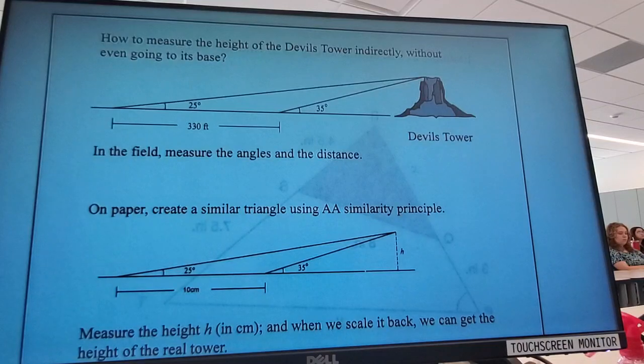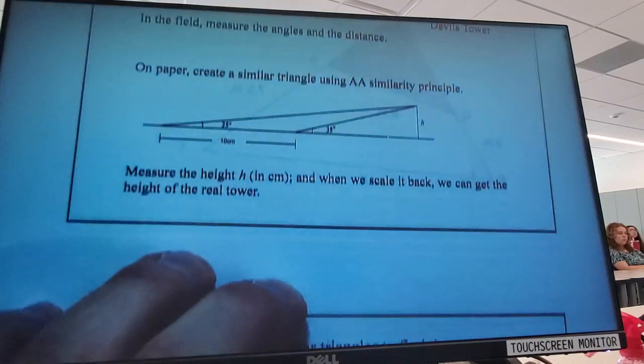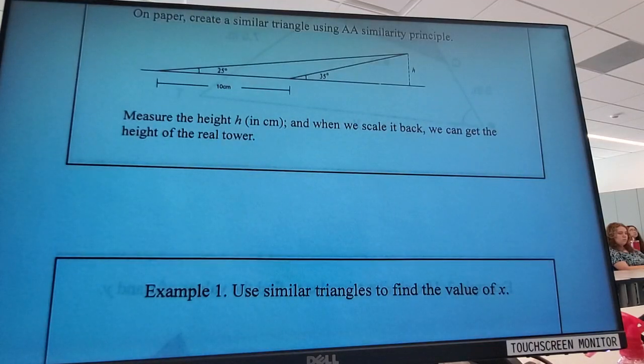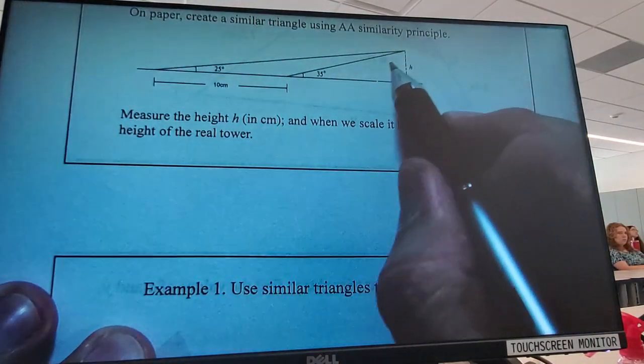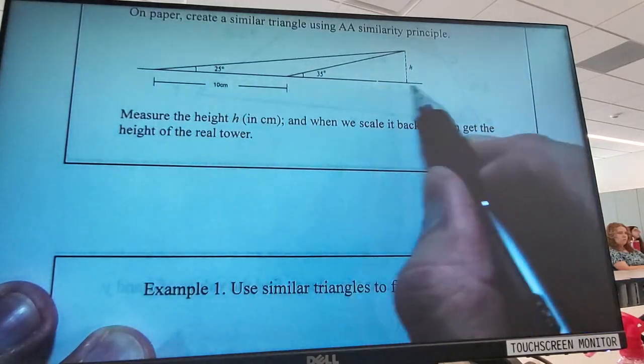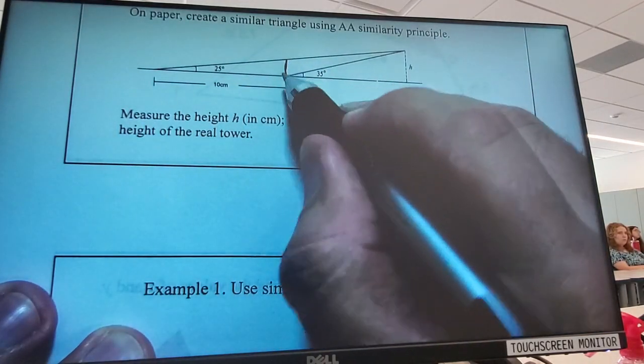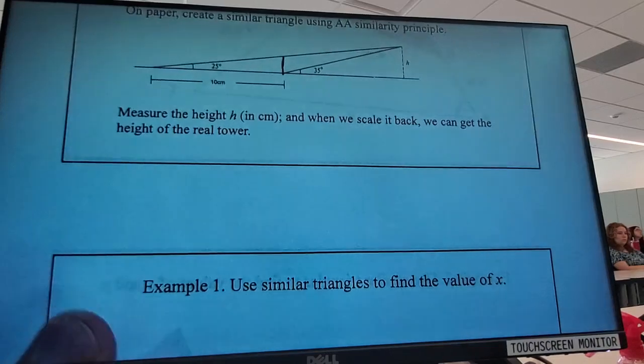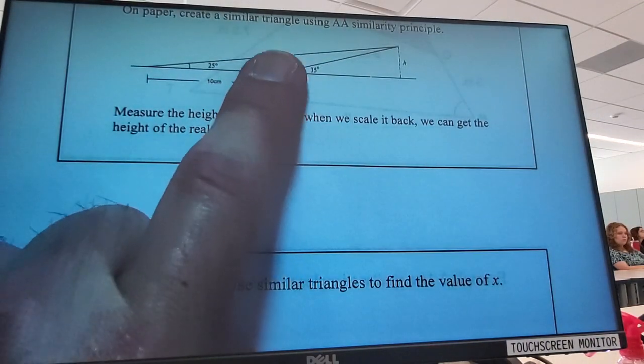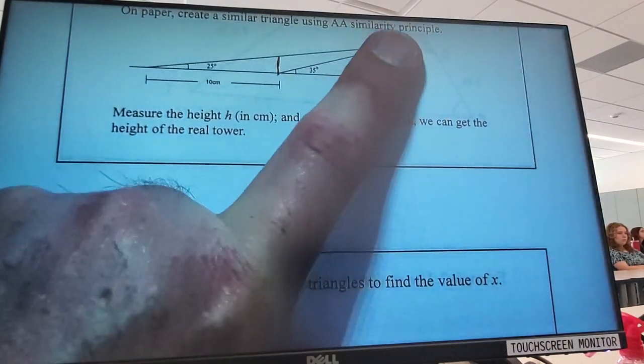So let's say that we measured this off. We measure this angle, we measure that angle, we measure the distance here between them, and then I could create a set of similar triangles. So this whole triangle would be similar to this triangle here. And if I could just figure out what this height is, I could then figure out what that height is.